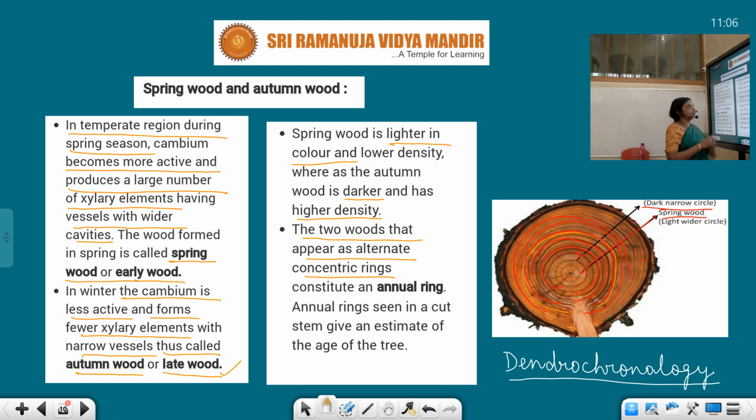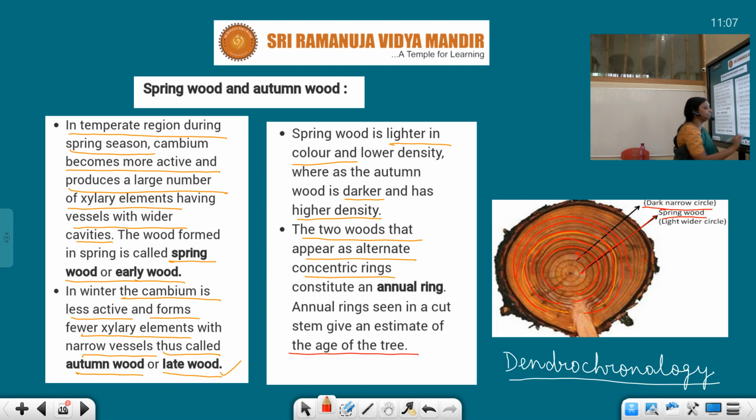Let's see once again. Spring wood is lighter in color and lower in density, whereas autumn wood is darker and higher in density. The two woods appear as alternate concentric rings. In springtime, one ring is formed, and again when the autumn season comes, another ring is formed. They constitute an annual ring, so annually two rings are forming. The annual ring seen in a cut stem gives an estimate of the age of the tree.